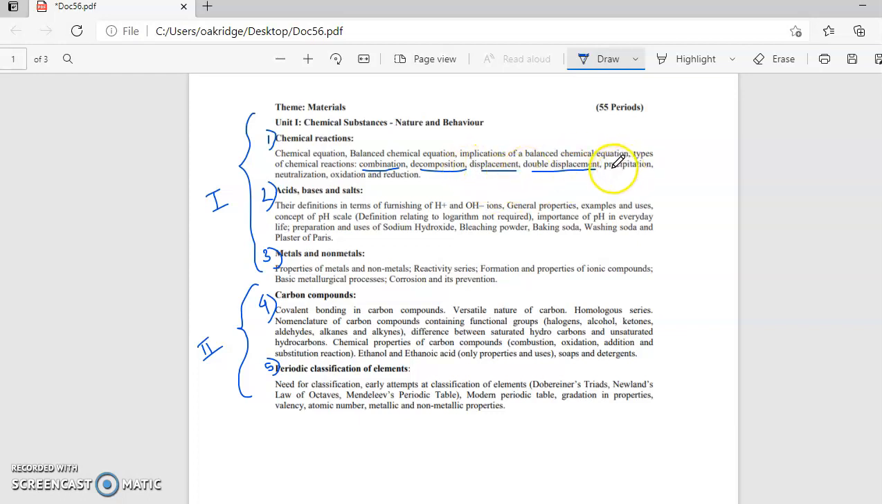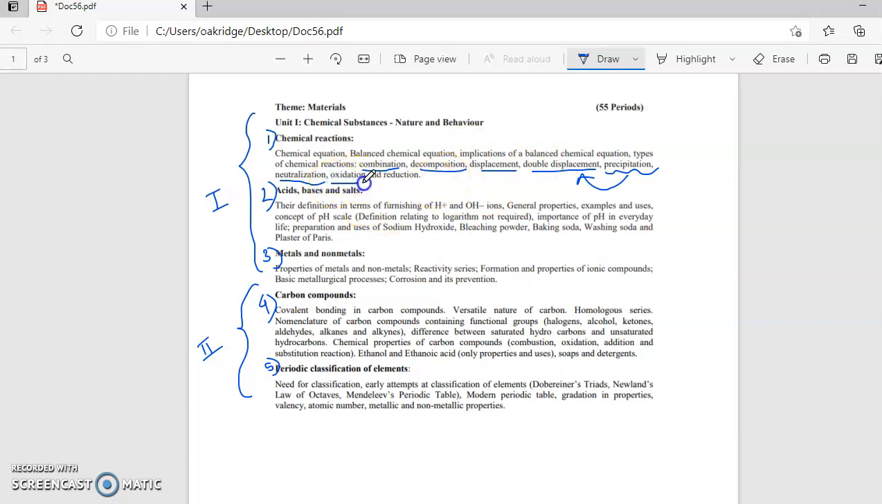Coming to precipitation, this is where a precipitate is formed. This is most probably the double displacement reaction. So in the double displacement reaction only, you'll be learning this word precipitation. Also neutralization. Neutralization is also under the double displacement reaction only, where there will be an exchange of ions. So you will be going into detail once we start with the chapter.